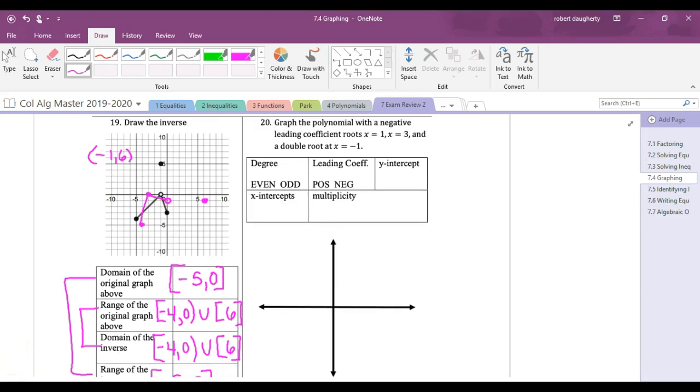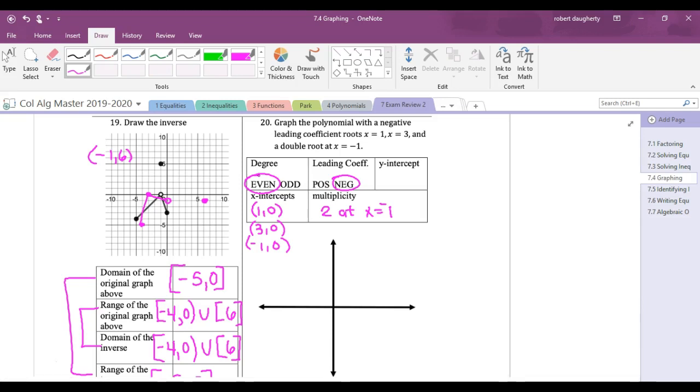Graph a polynomial with certain properties. It has roots at 1, 3, and a double root at -1. So this has an x-intercept at (1, 0), at (3, 0), and at (-1, 0). I'm told that there is a multiplicity of 2 at x equals -1. That means I do not cross the axis there. Graph the polynomial with a negative coefficient. If it has these roots, this has to be an even degree because I've got 3 roots, but one of them occurs twice. So this is an even degree polynomial.